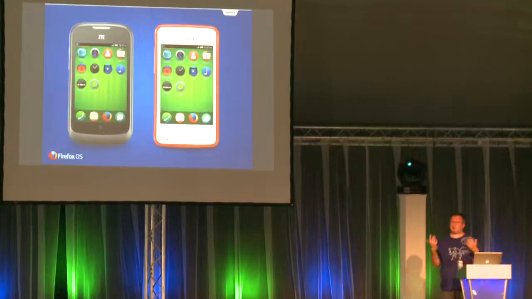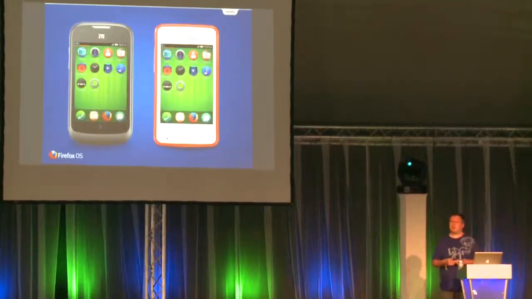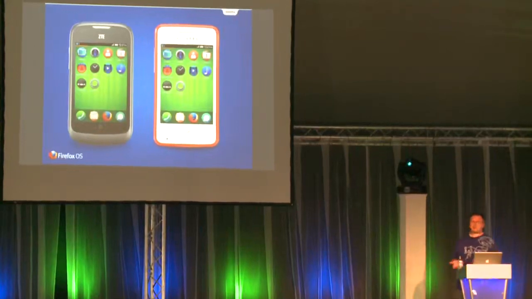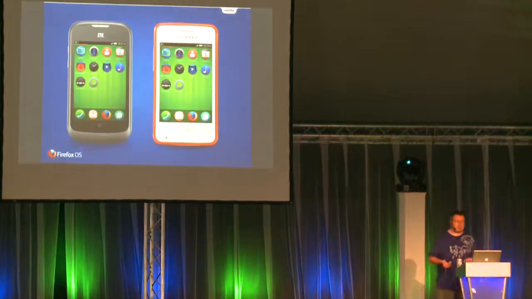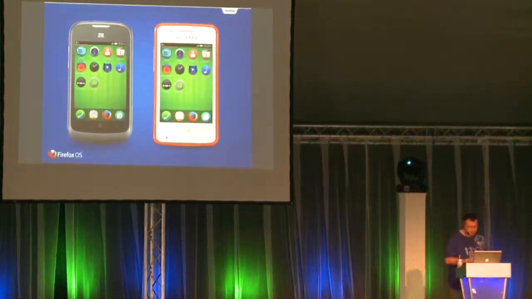These two phones are the ZTE One Touch and the Alcatel, I forgot the name, but it's beautiful. It's orange, which is very appropriate for Dutch people. They're not very high-end phones. If you're used to a very modern iPhone or Android phone, you go a little step back, but they're still very powerful phones. They're a big step up from feature phones, and they're very capable of running Firefox OS and browsing the web, which is what this is all about.